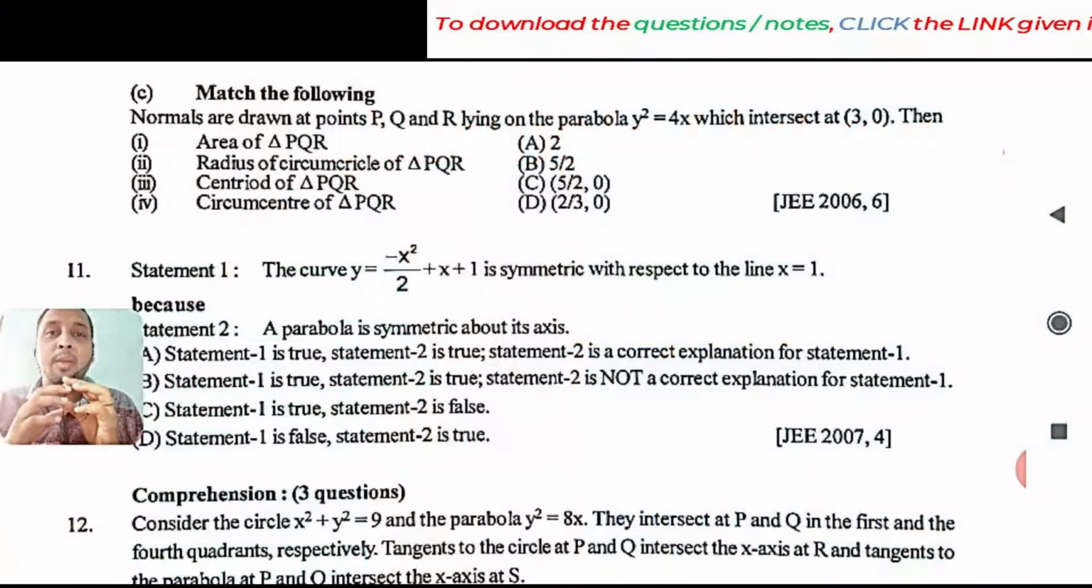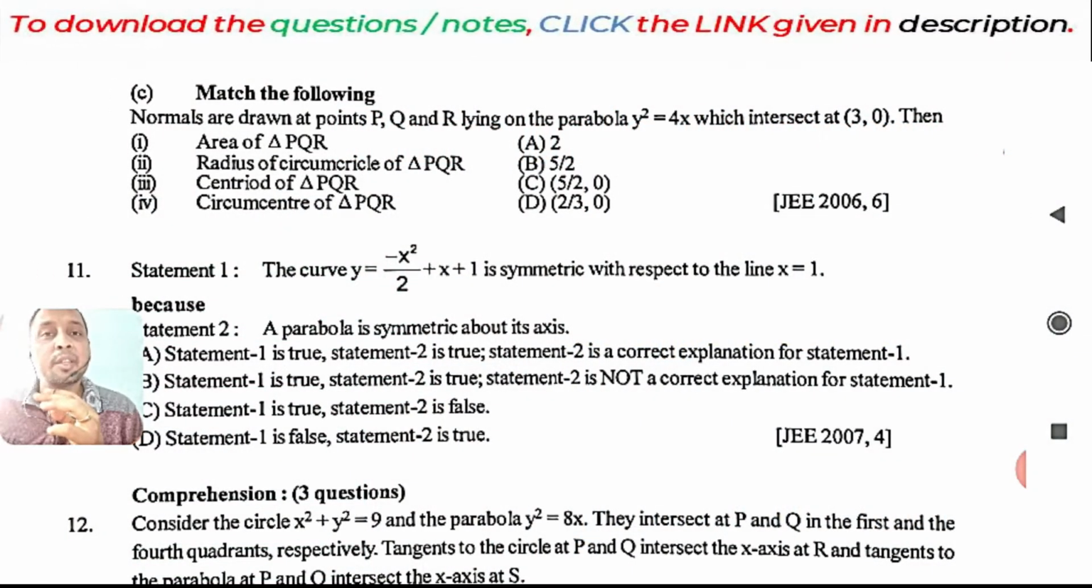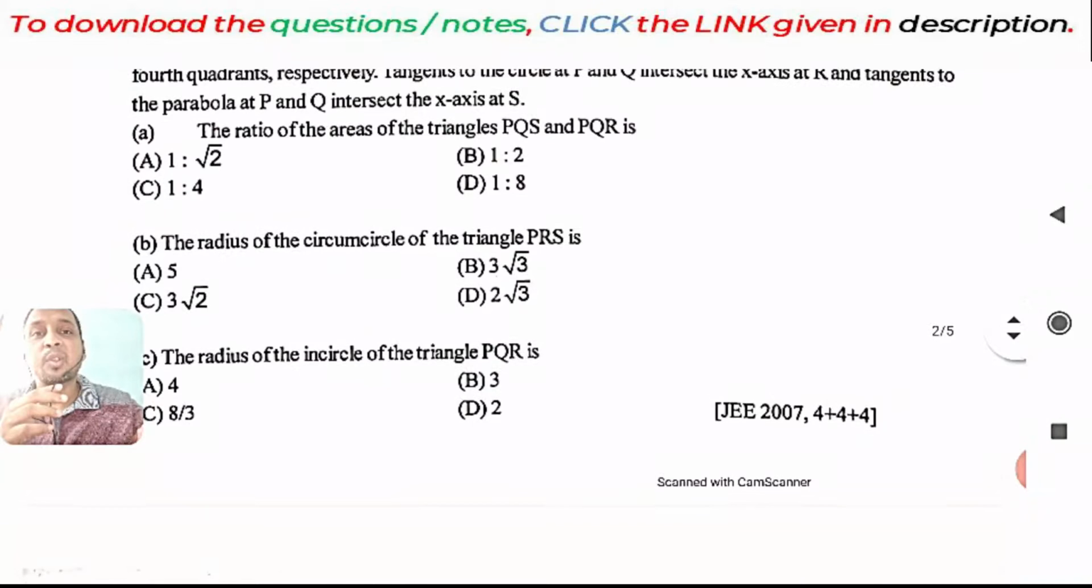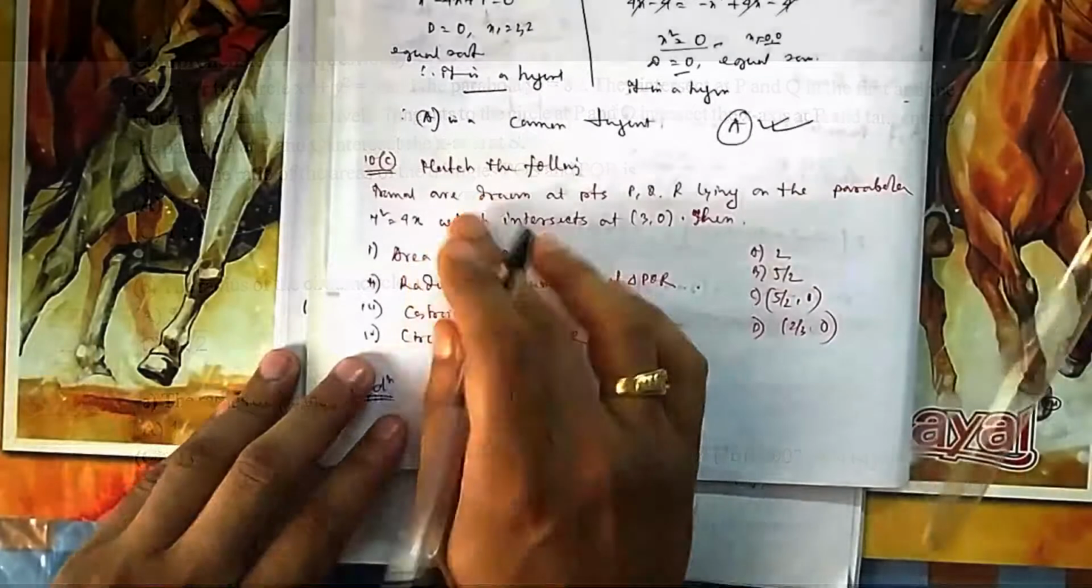Okay students, welcome you all to this new lecture in advanced level where we are solving previous year IIT JEE questions. So today we will be solving question number 10C, 11, 12 A, B, C. Okay, then let's try to solve these questions. So in 10C, what is the question?